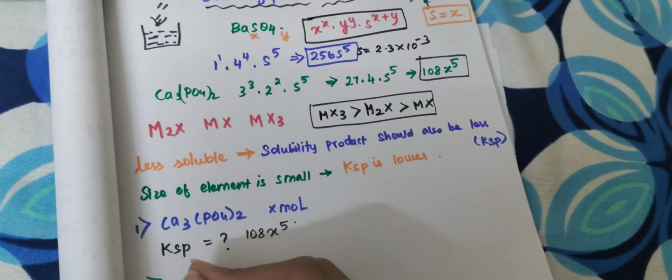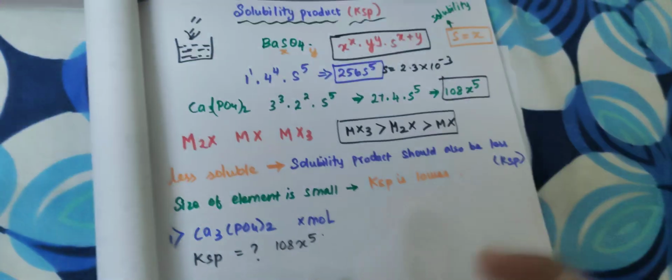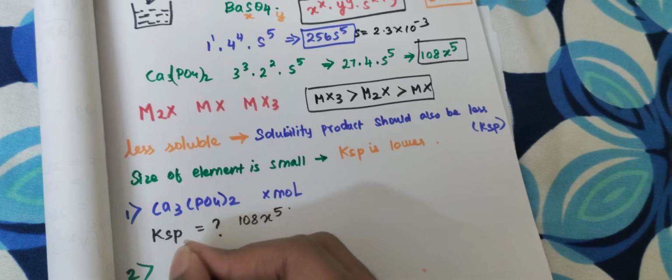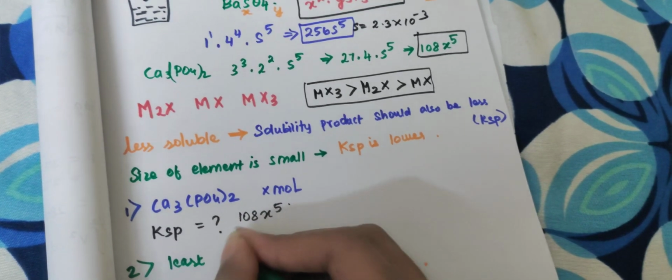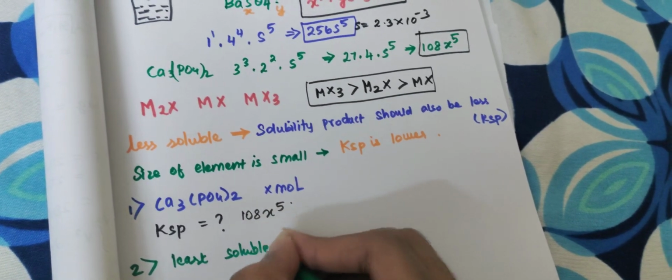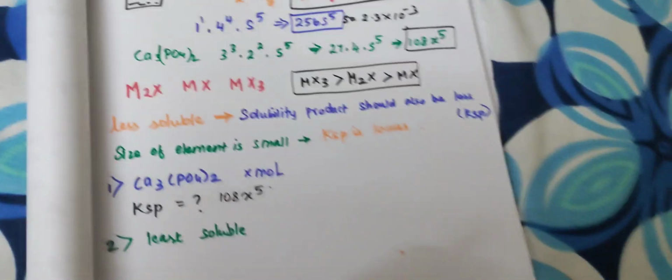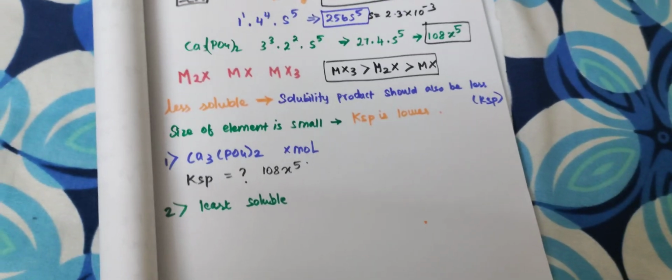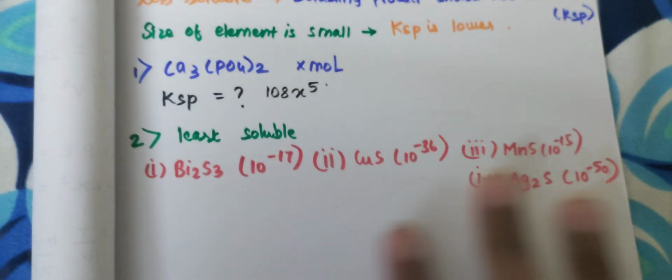They have given us some salts, and they're asking us to find the least soluble salt. I'll write some options. You can pause the video real quick, go to the comment section and answer what you think it will be, and then we'll see the answer. Alright guys, so these are the options.